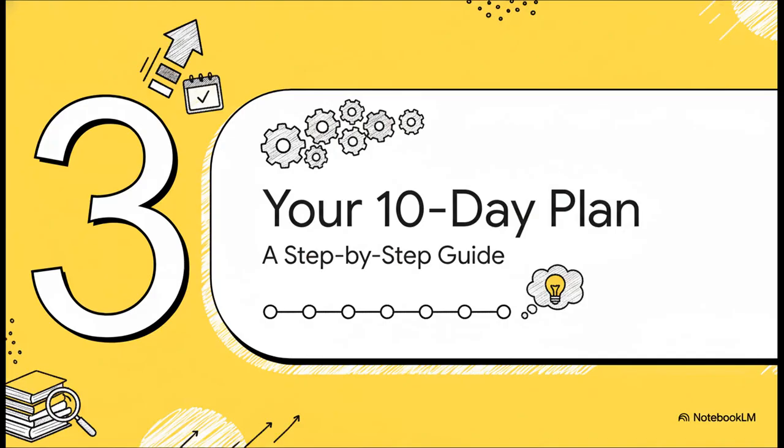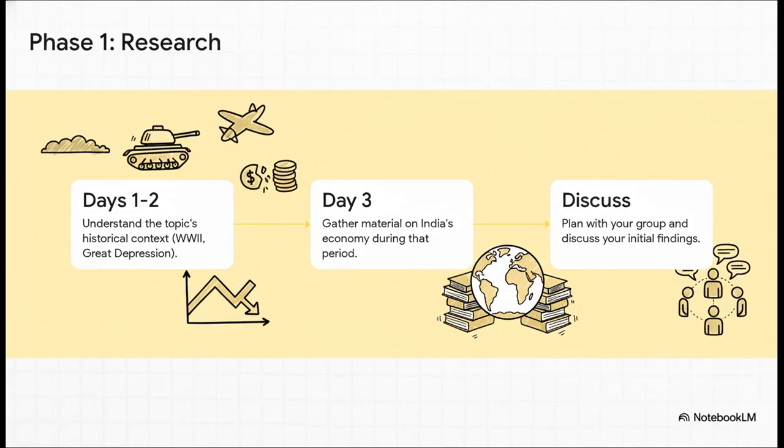Okay, enough with the theory. Let's get to the action plan. How do you manage this big project? Well, I've broken it down for you into small, manageable steps over 10 days. The first 3 days are all about building your foundation. Understand the history part of your topic, like how the world changed after World War II. Find information on how India's economy was affected. And hey, you don't have to do this alone. Sit with your group, brainstorm, and discuss ideas.